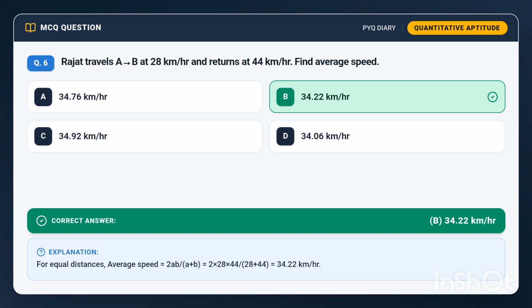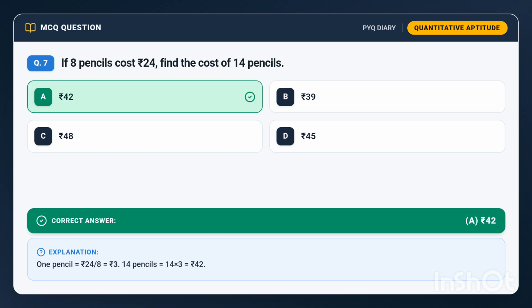Question number 7. If 8 pencils cost 24 rupees, find the cost of 14 pencils. Your options are A, 42 rupees, B, 39 rupees, C, 48 rupees, and D, 45 rupees. The correct answer is option A, 42 rupees. Here is the explanation. The cost of 1 pencil is 24 divided by 8, which equals 3 rupees. Therefore, the cost of 14 pencils is 14 multiplied by 3, which equals 42 rupees.